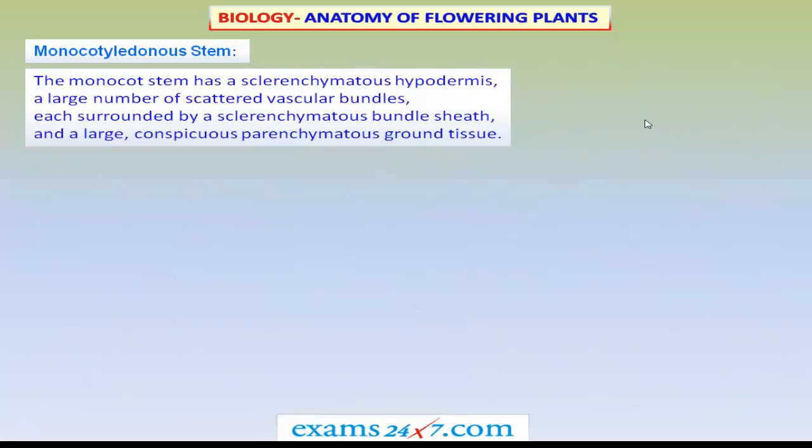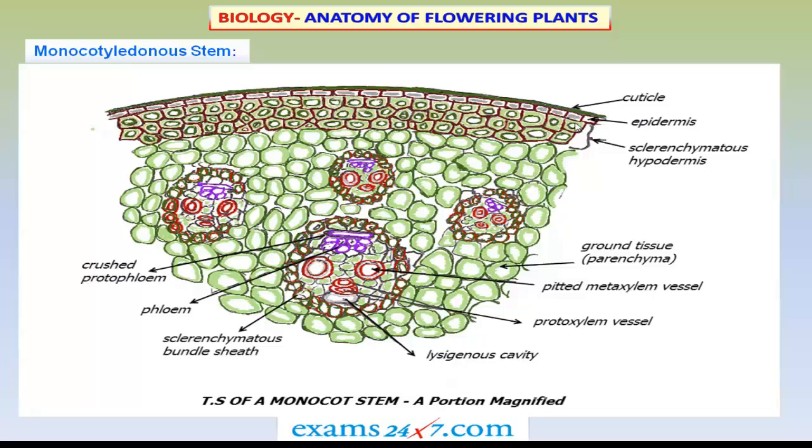Next to the epidermis, in the monocots, there is hypodermis, and this hypodermis is basically made up of sclerenchyma tissue. The sclerenchyma is present in 2 to 3 layers, and in the ground tissue present within the stem, we find a lot of vascular bundles scattered. There is no specific arrangement, and all these vascular bundles could be seen haphazardly arranged in the ground tissue, which is made up of parenchyma basically.